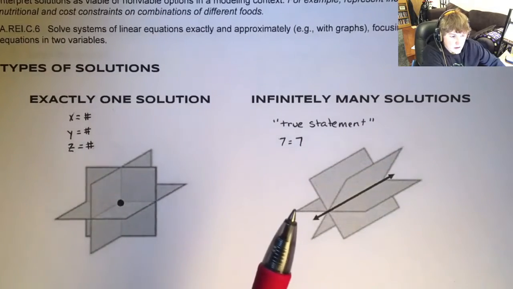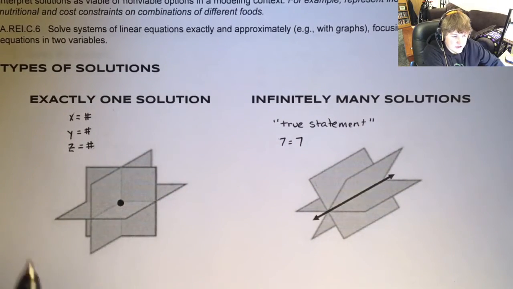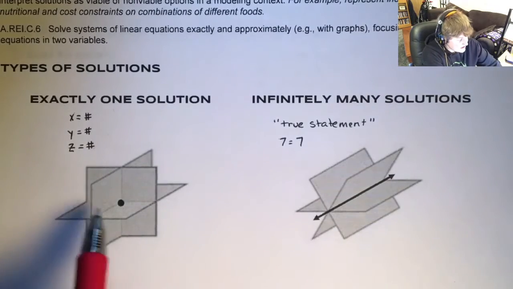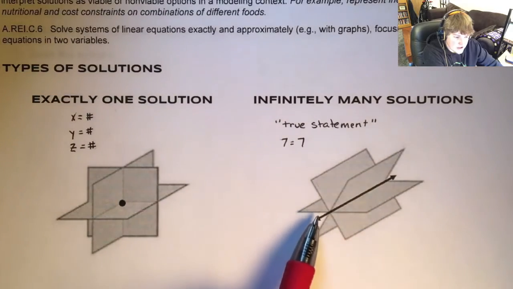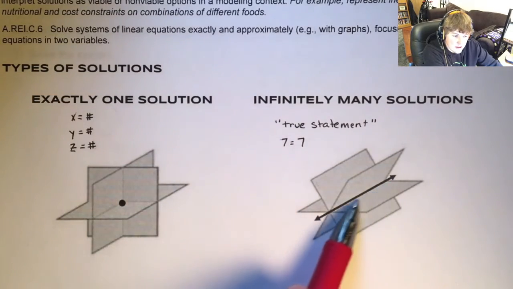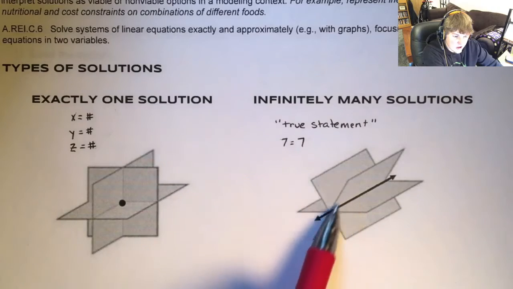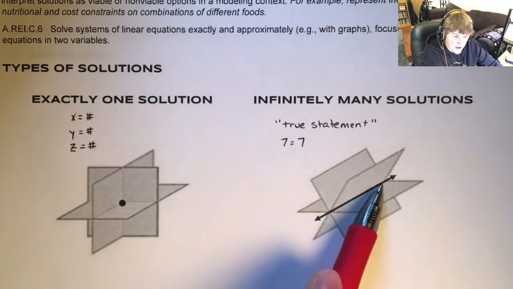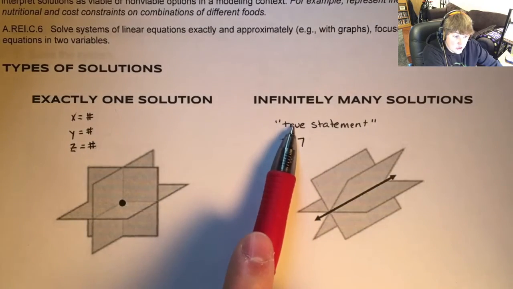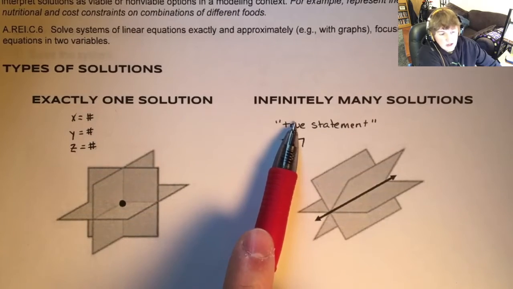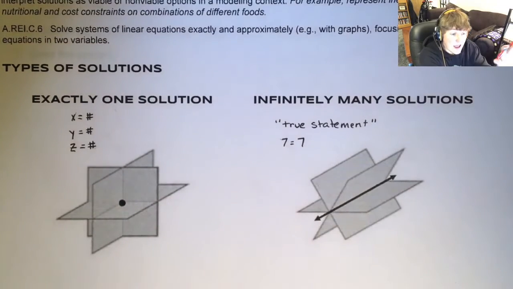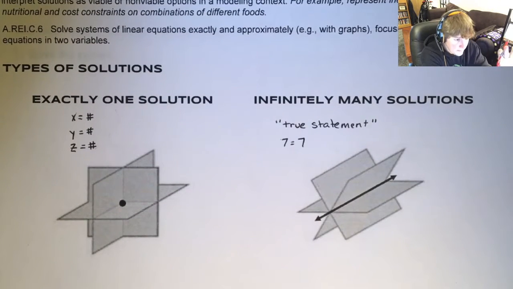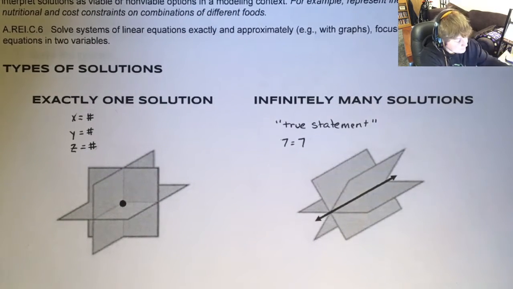Okay, so as you're thinking about your planes floating out there in space, you want to think about how they can intersect. They can intersect at just one nice, neat spot, but they can also intersect on a line. If they intersect on a line, that's when they may be cutting all through together. This is going to happen when you're doing your work algebraically and you get a true statement such as 7 is equal to 7. It doesn't necessarily have to be 7, but it could be any number.